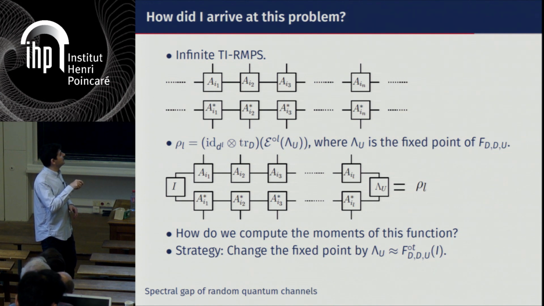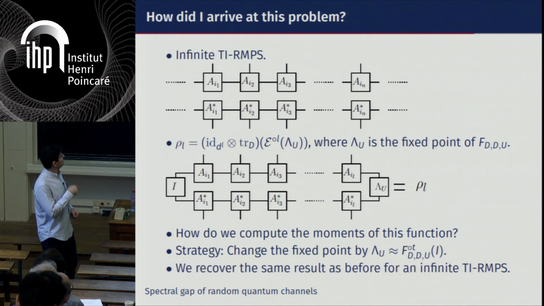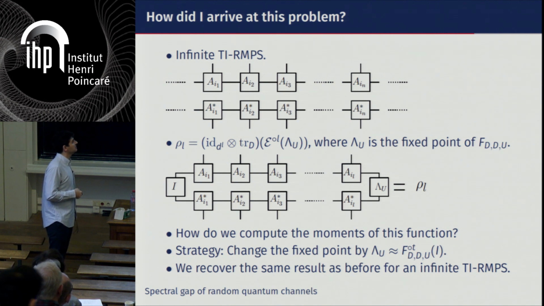I will get an estimate, uniform over u, with probability, of how near these are. So how much am I losing in this approximation? Then, whenever I have the identity here, or other actions of the channel on the identity, I can compute the moments. Then I can repeat the calculation that we already did in the previous paper, and we have the same result as before, but for an infinite translational invariant random matrix product state.